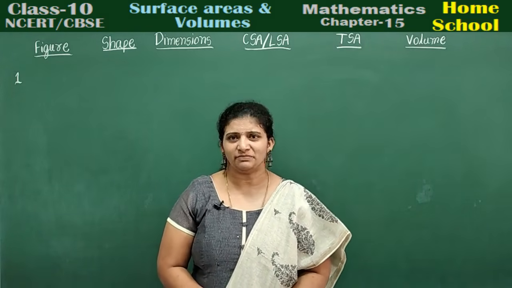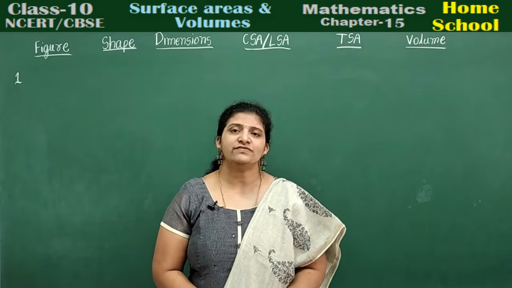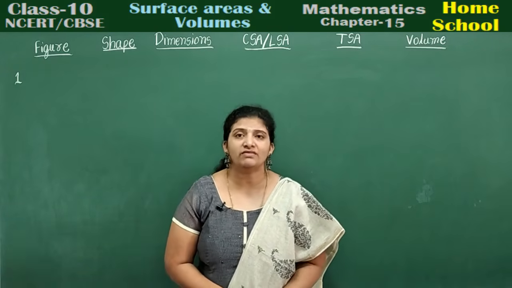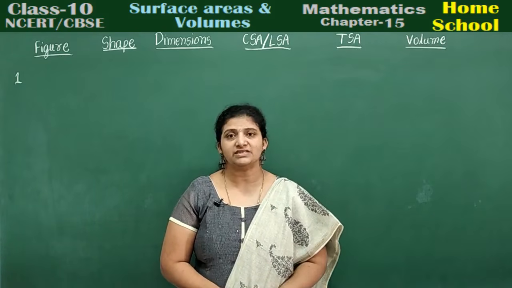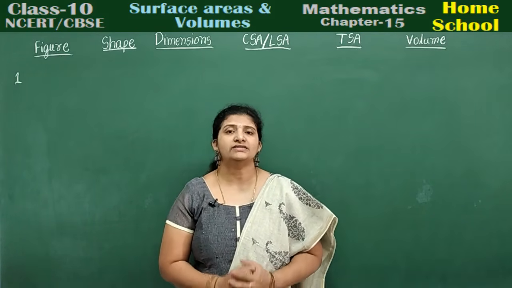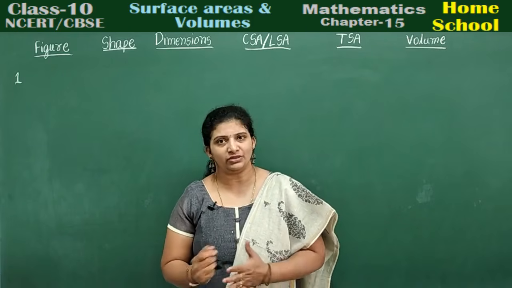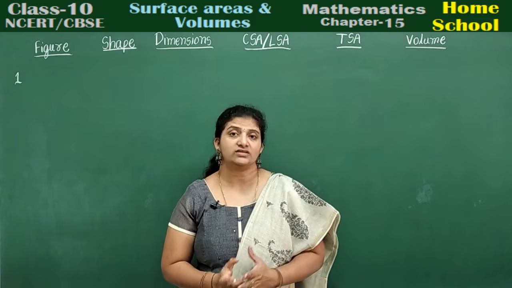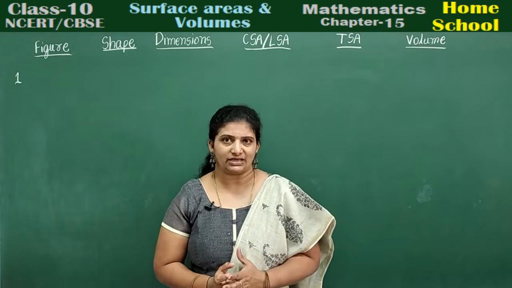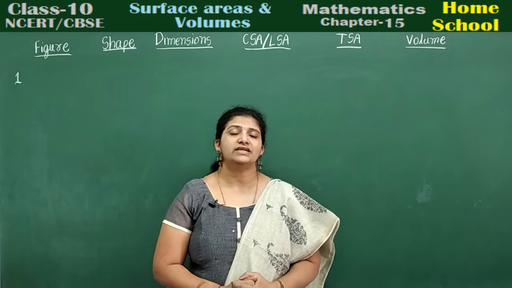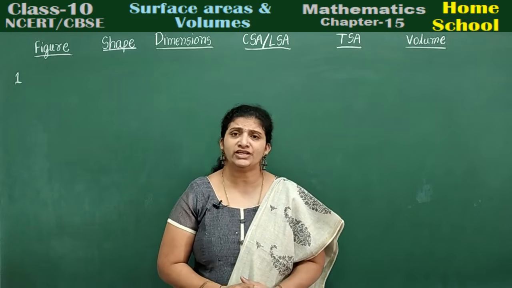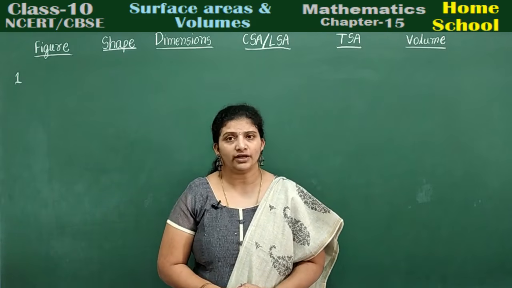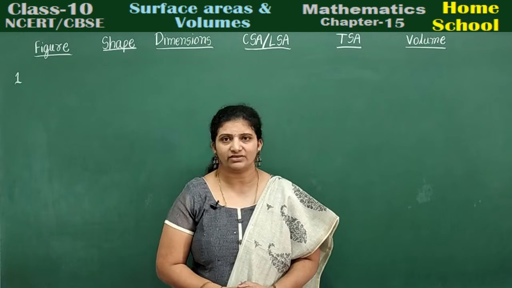We are in our last chapter, chapter number 15, surface areas and volumes. As we have discussed in our previous classes, in class 9 we have studied surface areas and volumes. It is just the continuation from 9th to 10th. In 9th, we studied every solid. What is a CSA? What is a TSA? What is its volume? We studied the basic formulas of each and every solid: cone, cylinder, cube, cuboid, sphere, hemisphere. These all we have discussed, right?